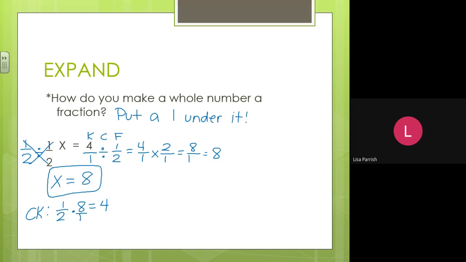And I have 1 times 8 is 8. 2 times 1 is 2. So I get 8 over 2. That's like an improper fraction. What is 8 divided by 2? It is 4. It is supposed to equal 4. So that one checks out.